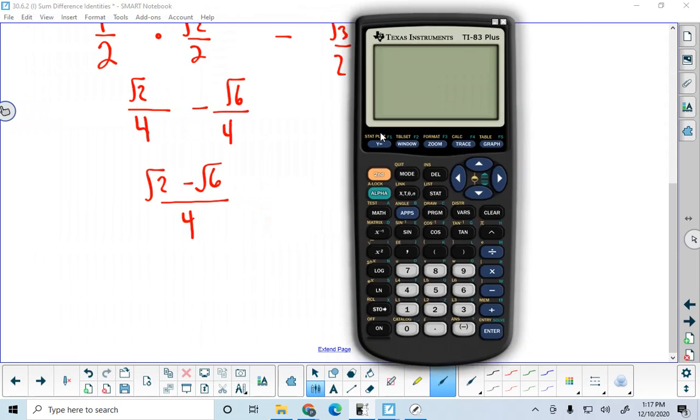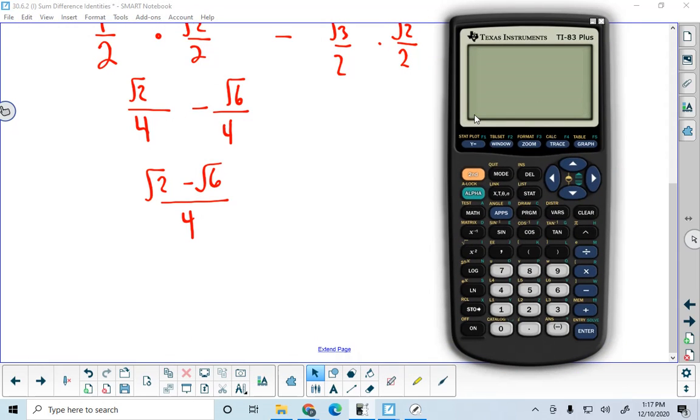Okay, let's just check something out. I'm going to choose to work in degrees here. We could do the same thing in radians, but it's tougher to think about and explain. I'm going to take the cosine of 105 degrees, and I get this wacky number. I'm going to take the square root of 2 and subtract the square root of 6, and then divide that number by 4, and I get the same wacky number.